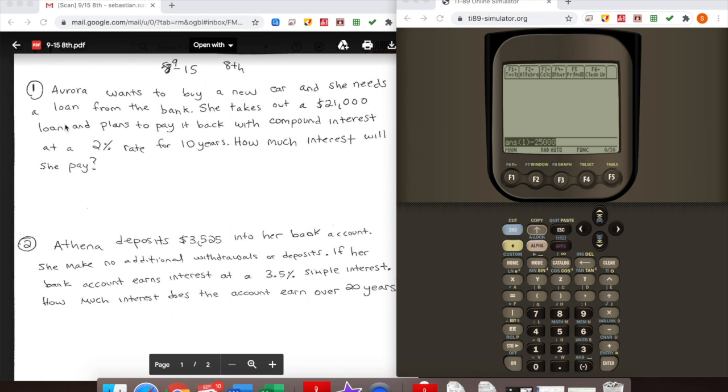So number 1, Aurora wants to buy a new car and she needs a loan from the bank. She takes out a $21,000 loan and plans to pay it back with compound interest at a 2% rate for 10 years. How much interest will she pay?